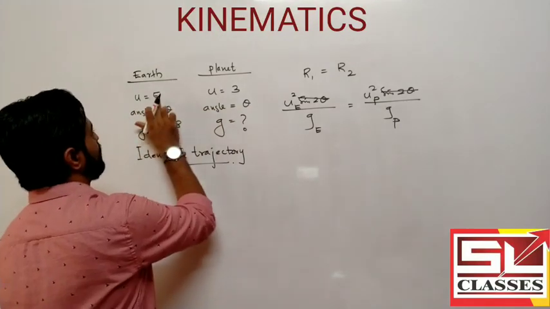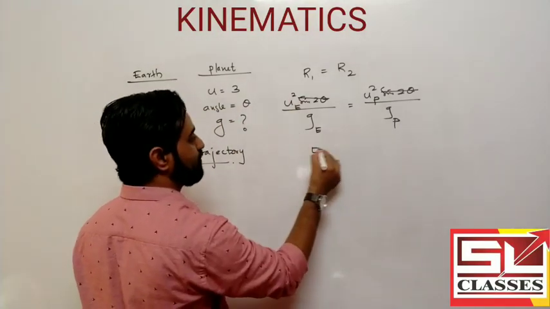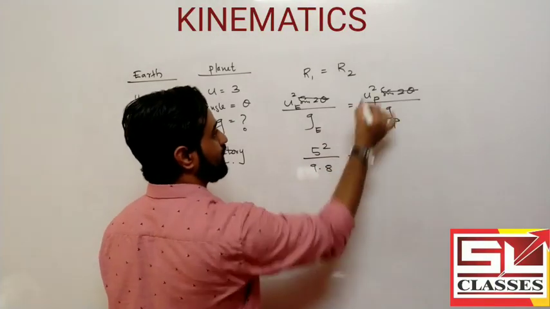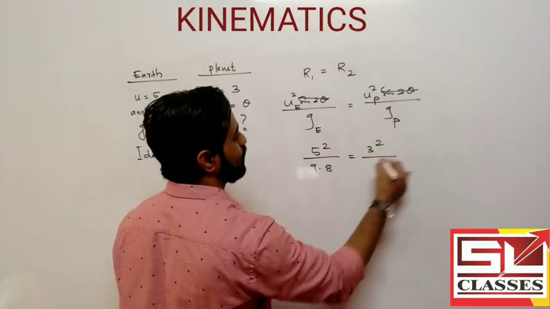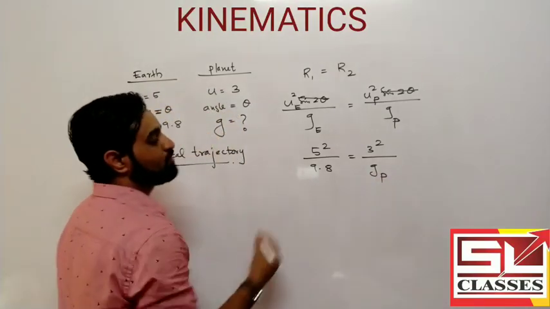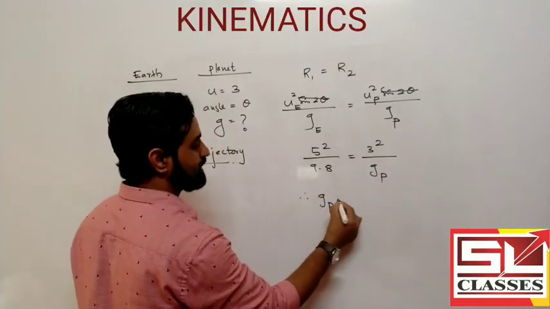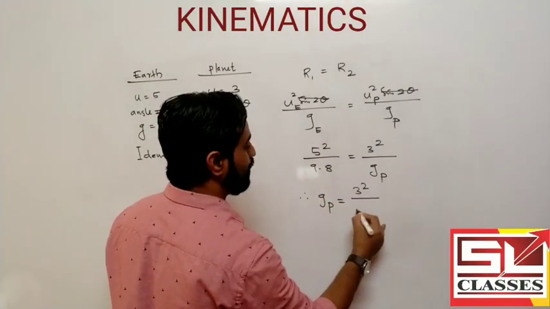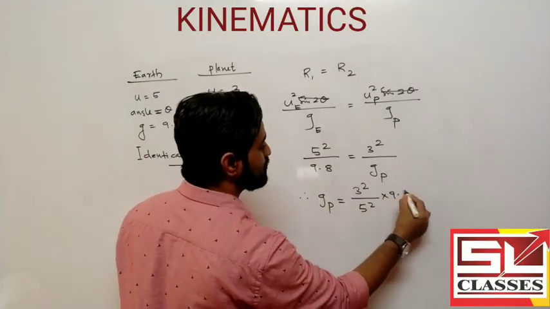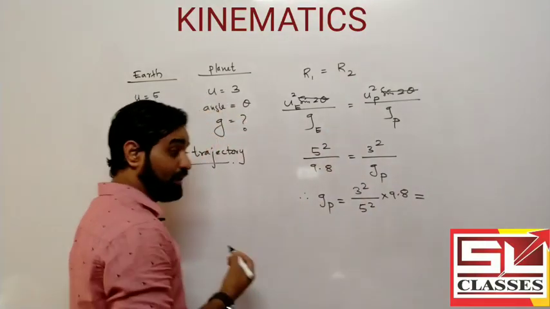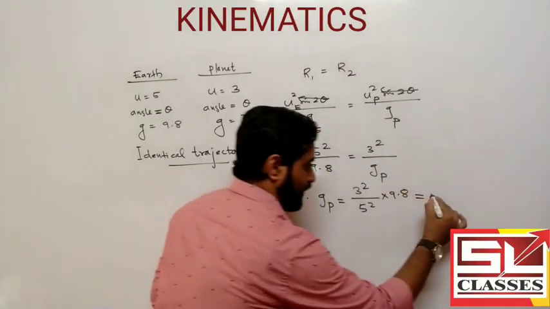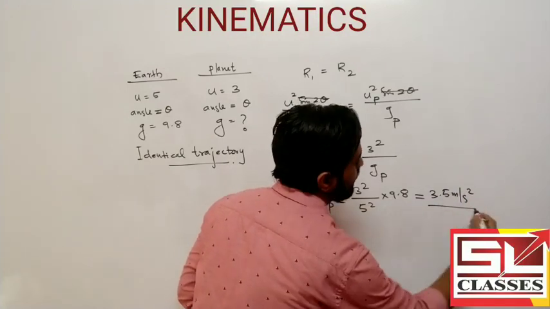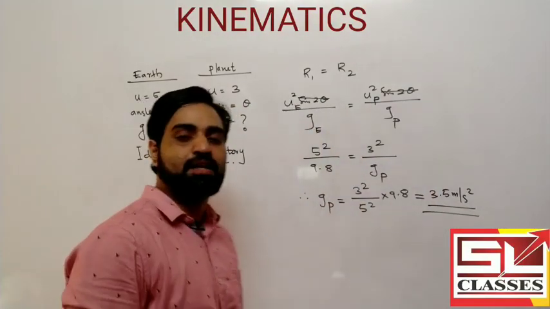Now substitute values. For Earth, this value u is 5, so 5 square by g Earth is 9.8. That is equal to, here u planet is given, 3 square by g planet. So what is g planet? G planet is equal to, just cross multiply, we will get 3 square by 5 square into 9.8. After calculating this, you will get 3.5 meter per second square. Okay, that is the solution for that question.